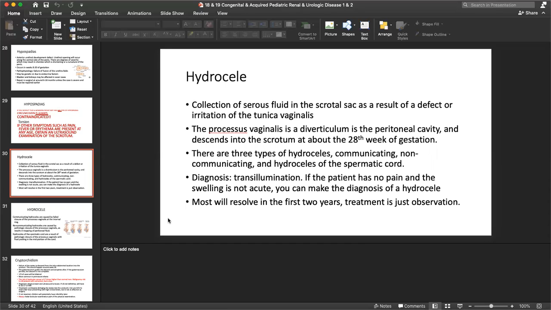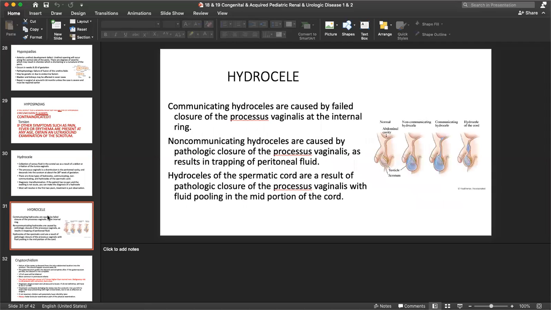So it might ask you, mom's concerned that baby boy's scrotum is really large. Take a flashlight, you can see through it. What's the treatment? The treatment would be observation, reassurance. Okay, hydrocele. Communicating hydroceles are going to be caused by a failed closure of the processus vaginalis at the internal ring.